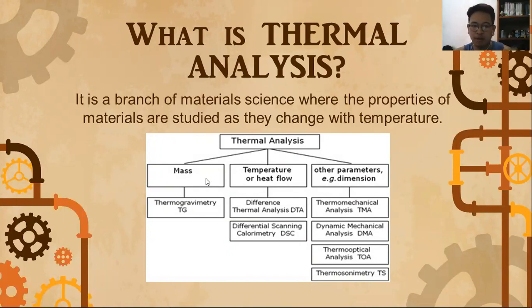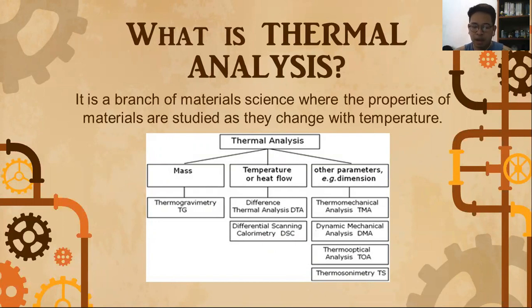There are certain types of analysis that can be categorized by what indications or parameters should be analyzed. In this diagram, first is mass, where you can use thermogravimetry. The second is temperature or heat flow: differential thermal analysis or DTA, and also differential scanning calorimetry. The difference is that in DTA you can analyze the temperature difference, while DSC is for enthalpy.